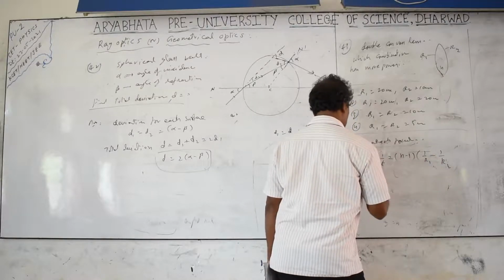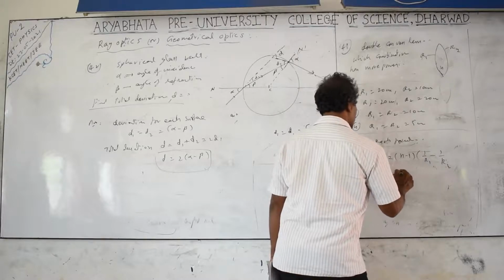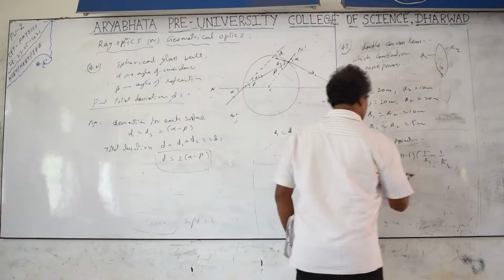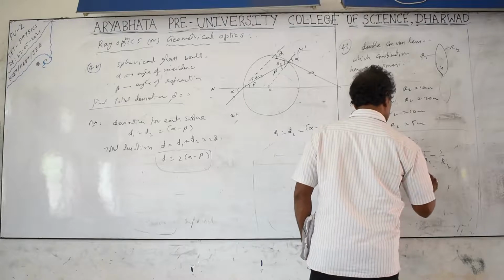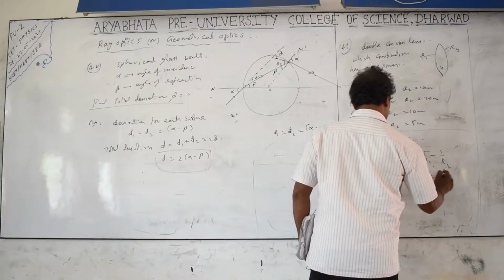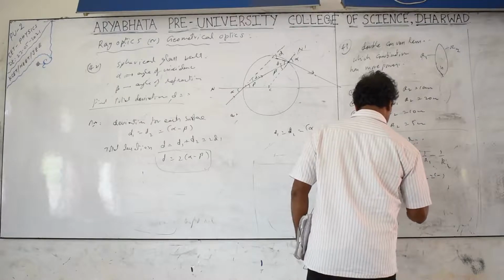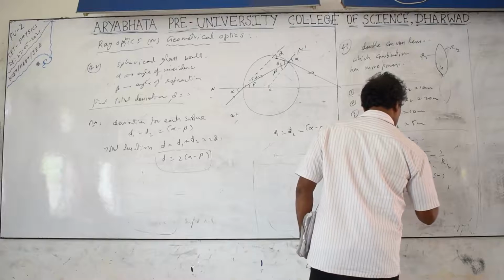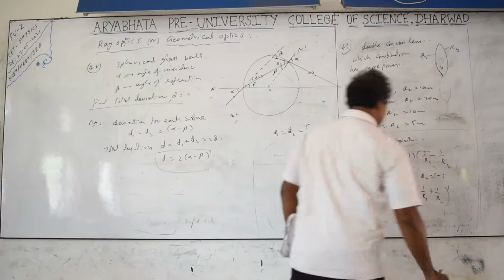This is the general formula. For double convex, if they mention equiconvex it means R1 is equal to R2. For double convex, R2 is minus. The result is power equal to 1 by f, which is (n minus 1) into (1 by R1 plus 1 by R2) for the double convex.